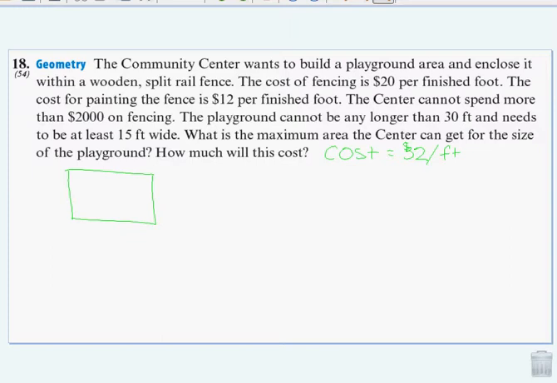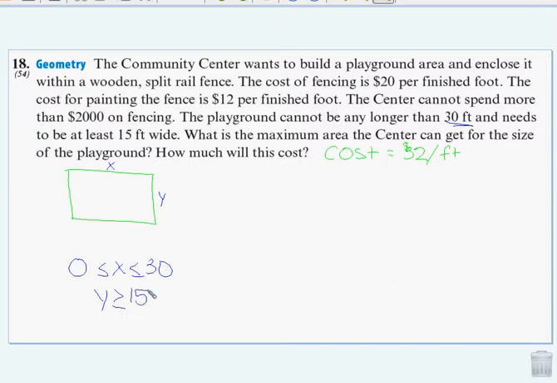Okay, this choice is arbitrary, but I'm going to say that my length is X and my width is Y. So I've got some requirements for that. It can't be any longer than 30 feet, so X has to be somewhere between 0 and 30. So X is greater than 0 and less than or equal to 30. Y has to be at least 15 feet wide, so Y is greater than or equal to 15.